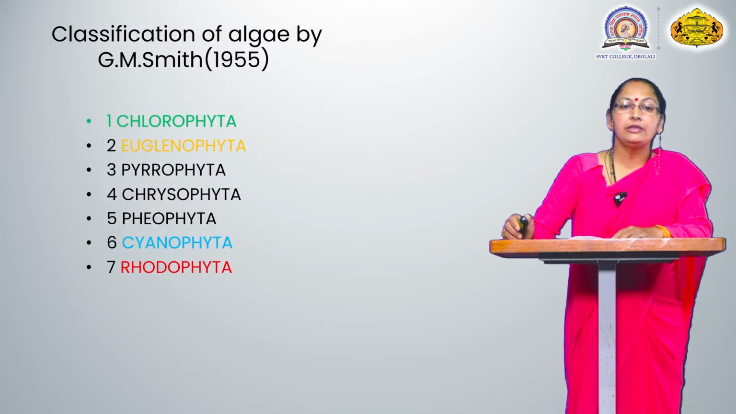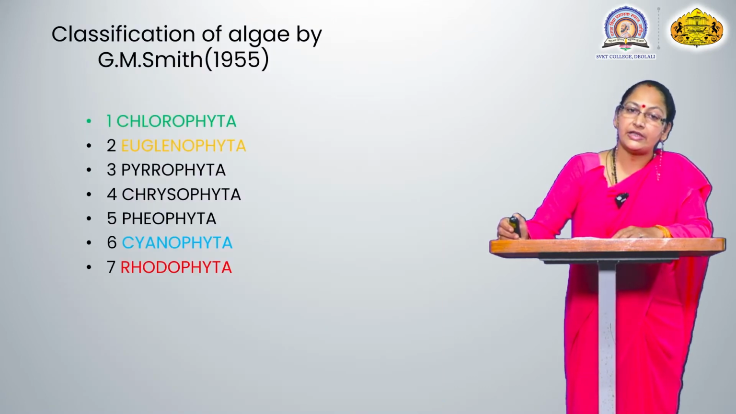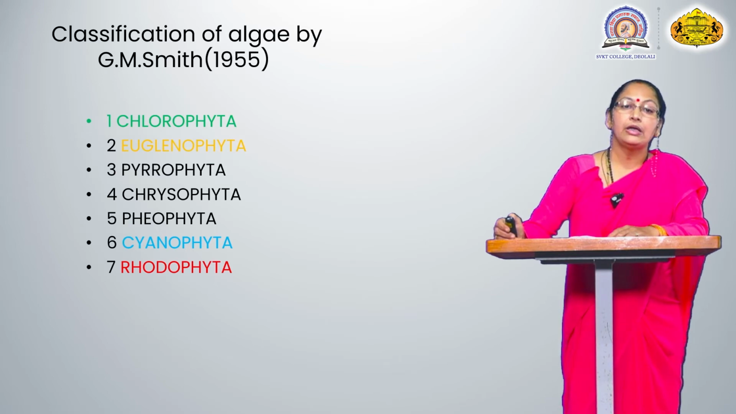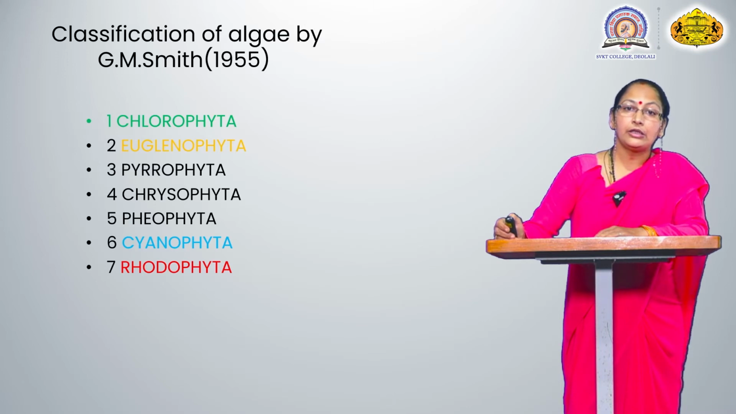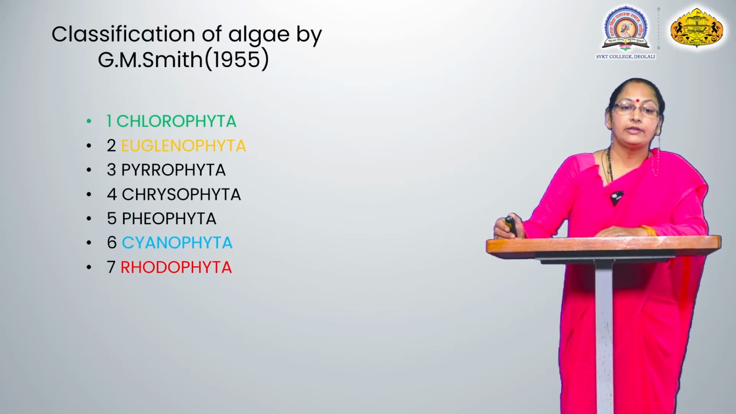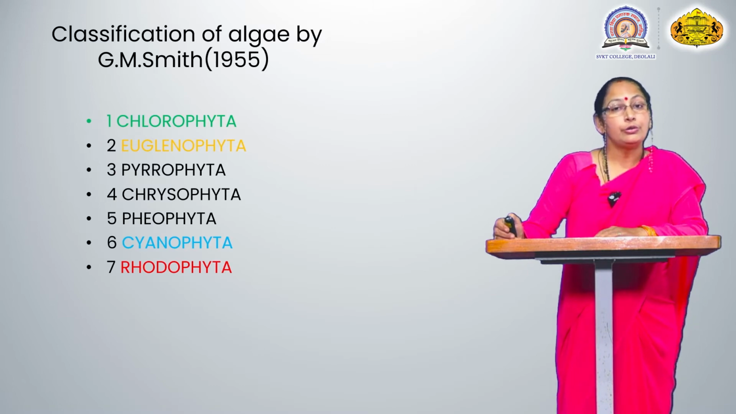We repeat again, these are all the classes: first Chlorophyta, then Euglenophyta, then Parophyta, Chrysophyta, Phaeophyta, Cyanophyta, and the last one is Rhodophyta.